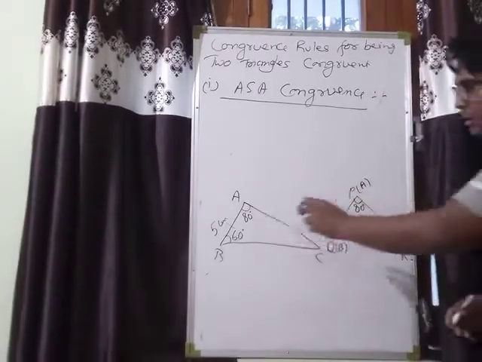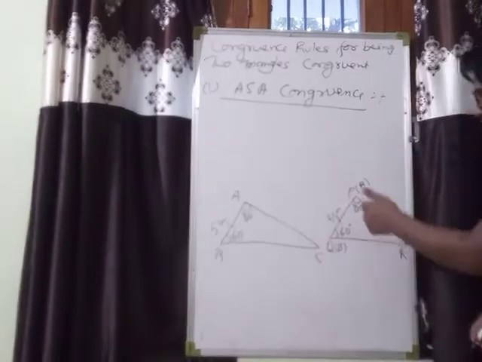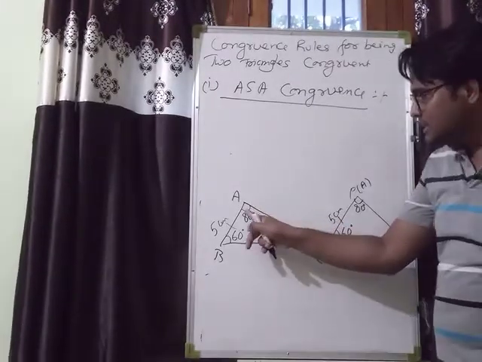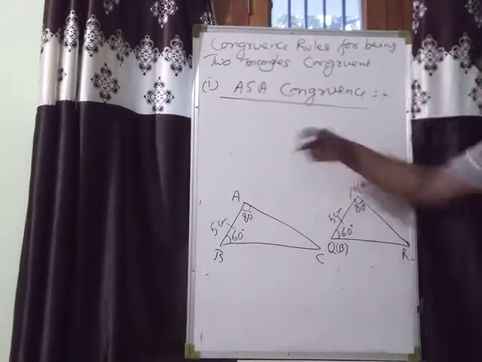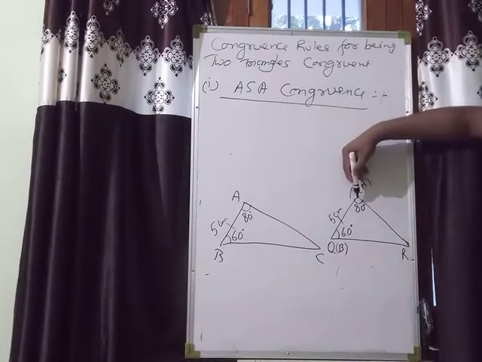Okay, clearly this AC falls here at PR. Why? Because this angle is 80 degree, this is also 80 degree. So the separation between these two rays is the same as the separation between these two rays.